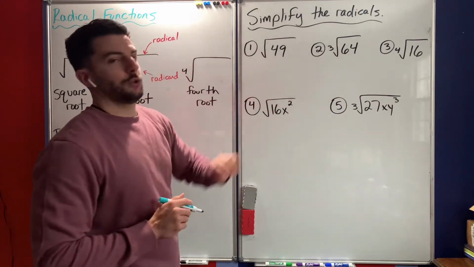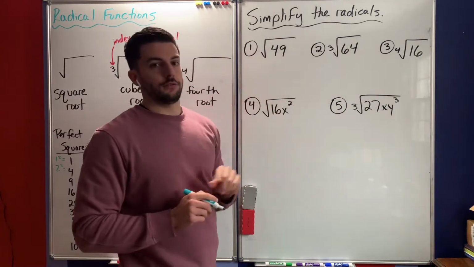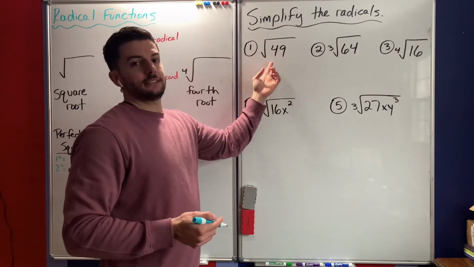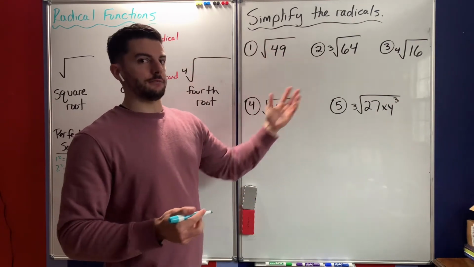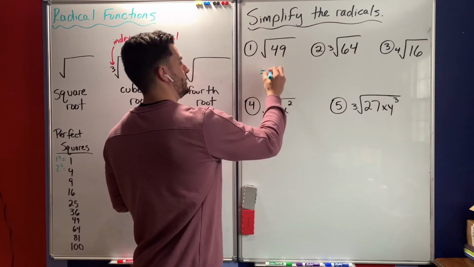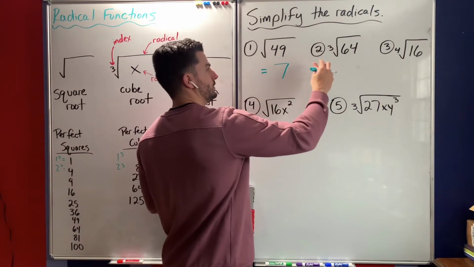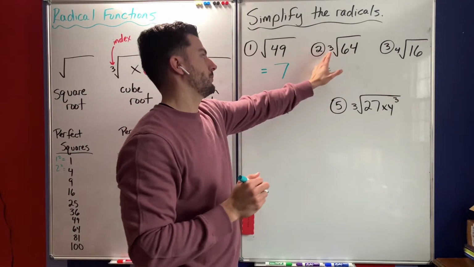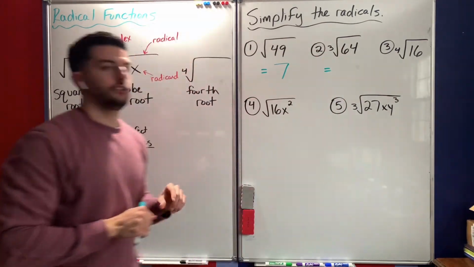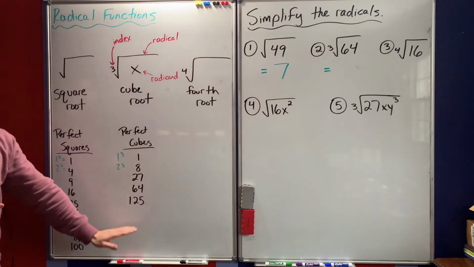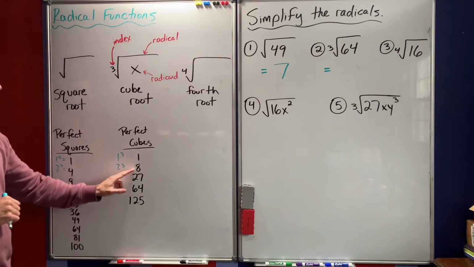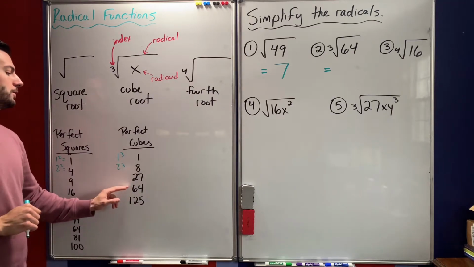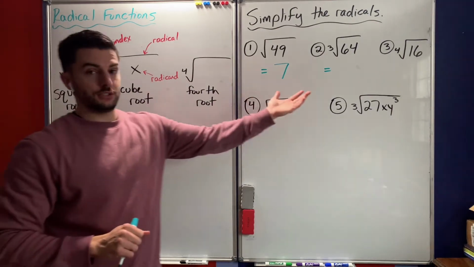If we look at number 1, we're asked the square root of 49. You probably know this. This is asking what times itself equals 49, so the square root of 49 equals 7. That's an easy one. Looking at number 2, we know it's a cube root from this index of 3. So the cube root of 64, thinking about our list of perfect cubes: 1, 8, 27, 64. 4 cubed, or 4 times 4 times 4, equals 64.